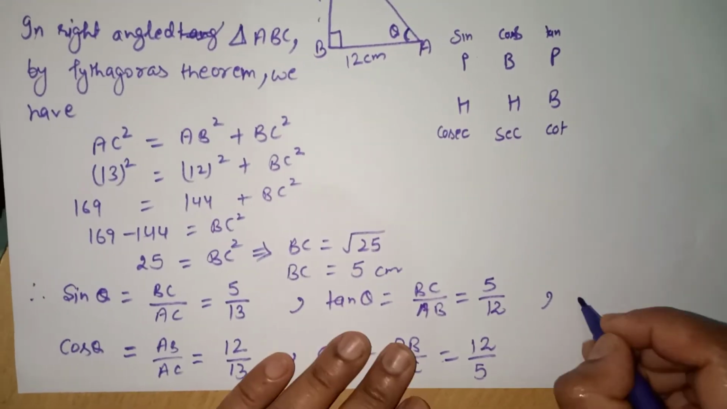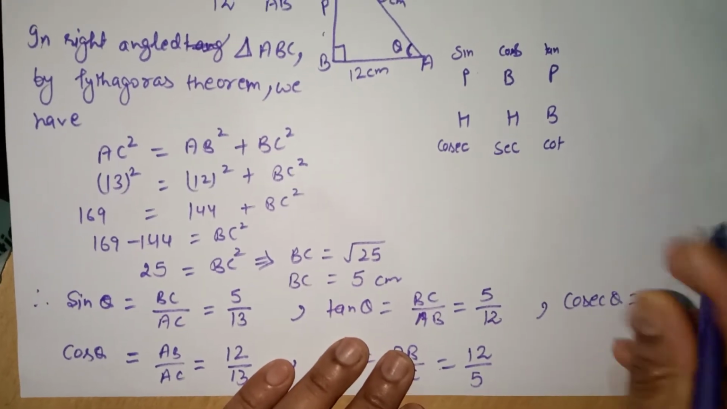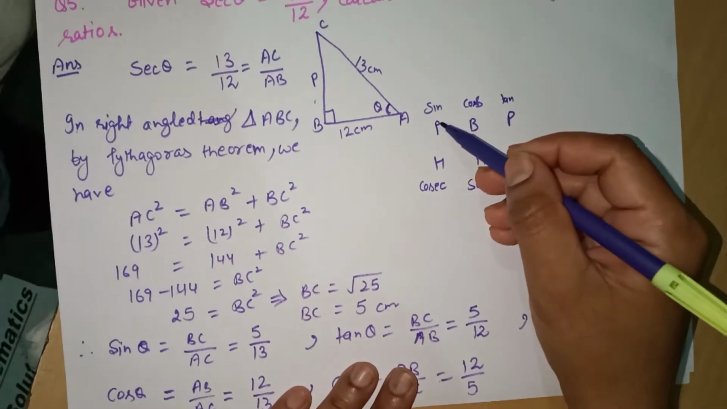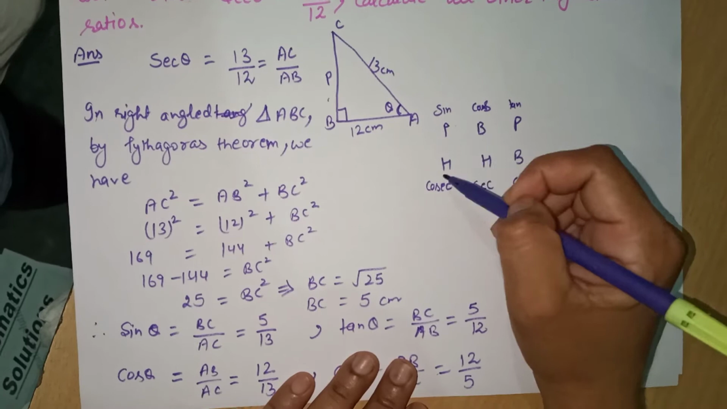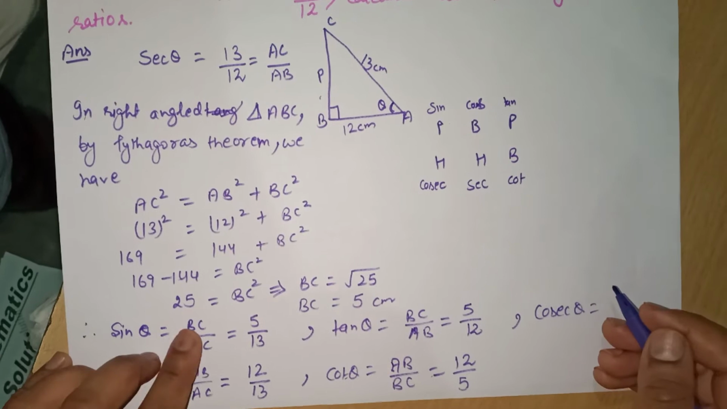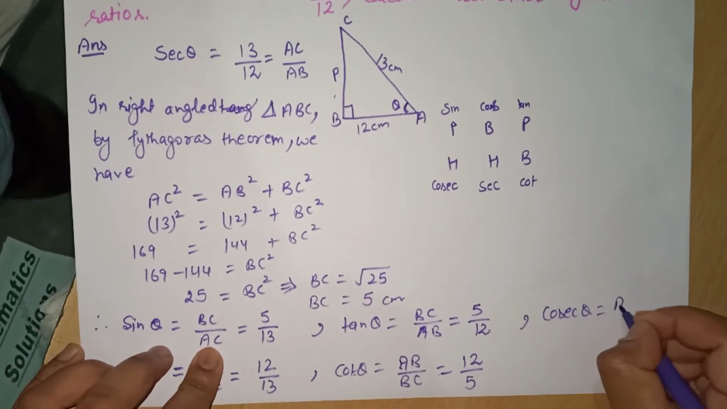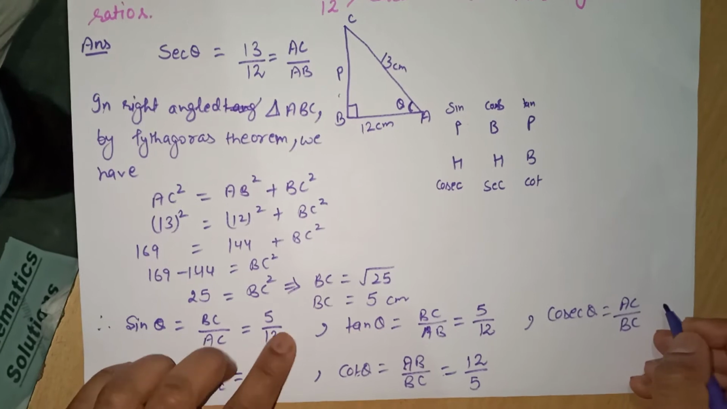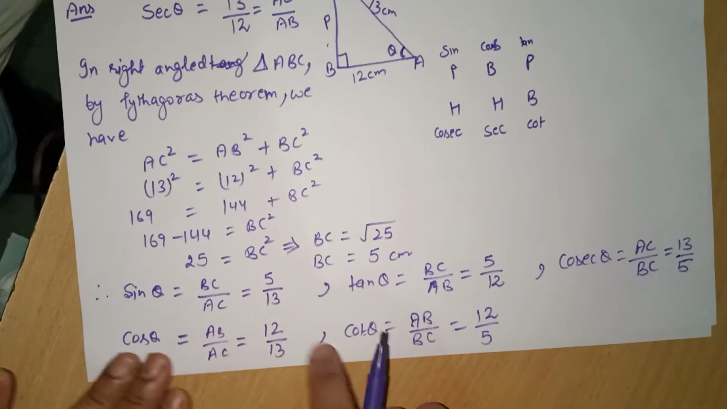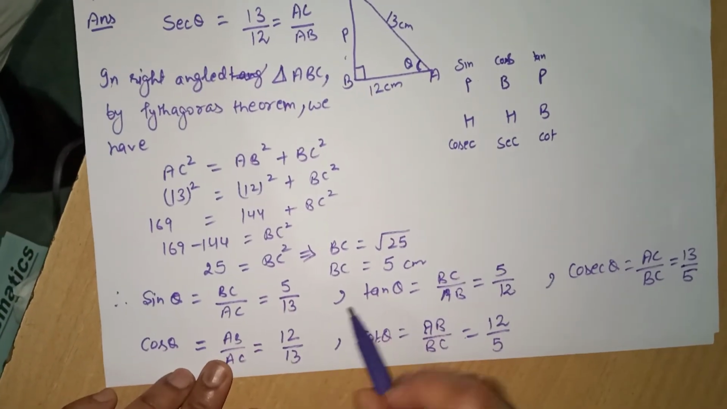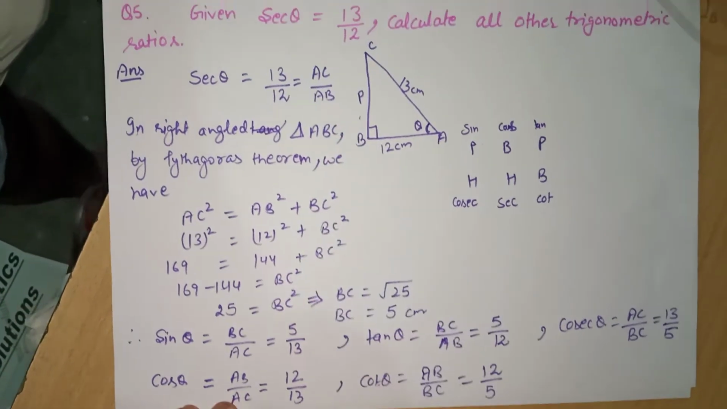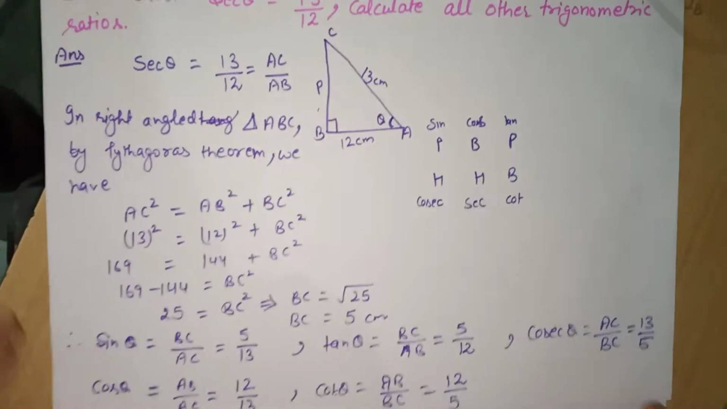Next we have cosecant theta. The value of secant theta is already given here, and we will find the cosecant theta. Cosecant theta is hypotenuse upon perpendicular, or it is the inverse of sin theta. So we will write the inverse value of sin theta. Sin theta is BC upon AC, and cosecant theta will be AC upon BC, and AC is equal to 13 and BC is equal to 5. So we have found the values of the 5 other trigonometric ratios when we are given the value of one trigonometric ratio. So this is our answer.